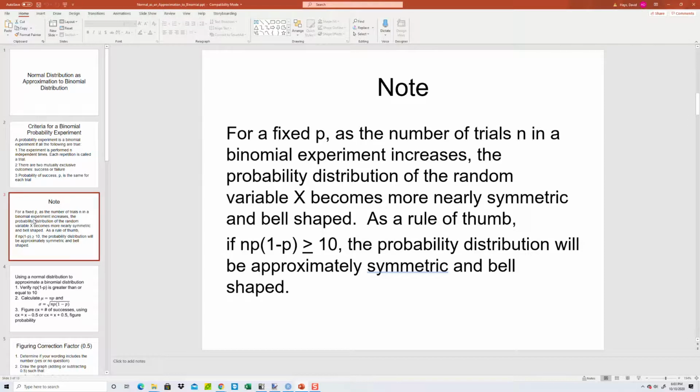That means if you flip a coin 20 times and you're studying getting heads, p will be 0.5, n will be 20. 20 times 0.5 times 1 minus 0.5. You see if it's greater than or equal to 10. If it is, that means you can do this process.